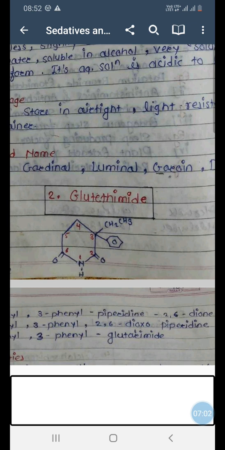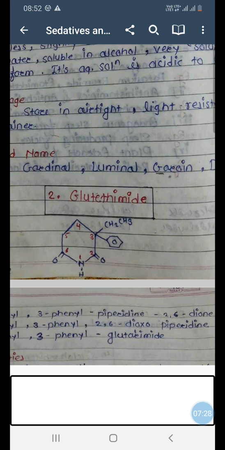So in this case, the correct numbering will be in the anti-clockwise direction. So piperidine is your base because it is a heterocyclic nucleus. On that base, the functional group is directly attached, or direct substitution of the functional group is there, at positions 2 and 6. So together you can consider them as a part of the base. So the name of the base will be piperidine-2,6-dione.